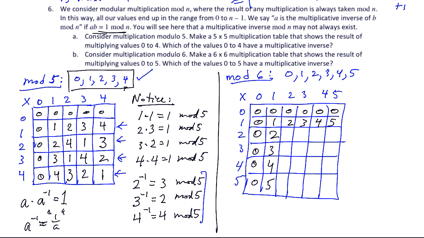Okay, 2 times 2 is 4, 2 times 3 is 6, which is a 0 mod 6, and I'm going to fill in the diagonal. 2 times 4 is 8, which is a 2 mod 6, and 2 times 5 is 10, which is a 4 mod 6. 3 times 3 is 9, which is a 3 mod 6. 3 times 4 is 12, which is a 0. 3 times 5 is 15, which is a 3.